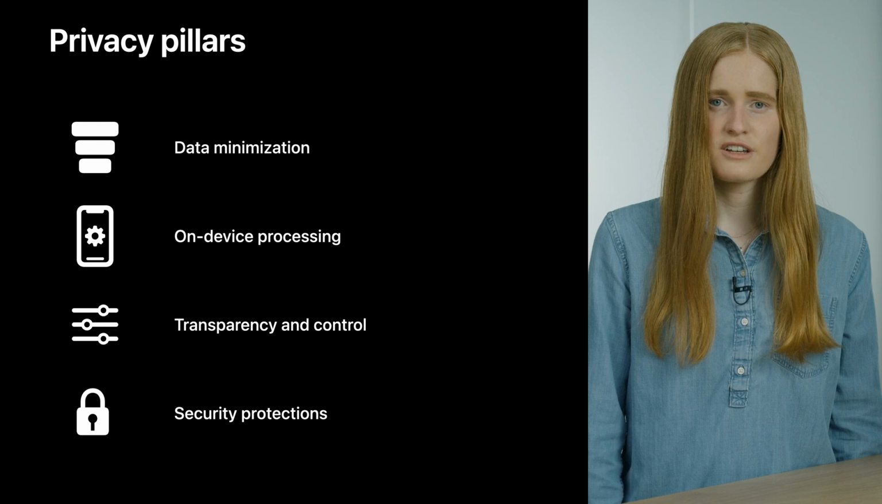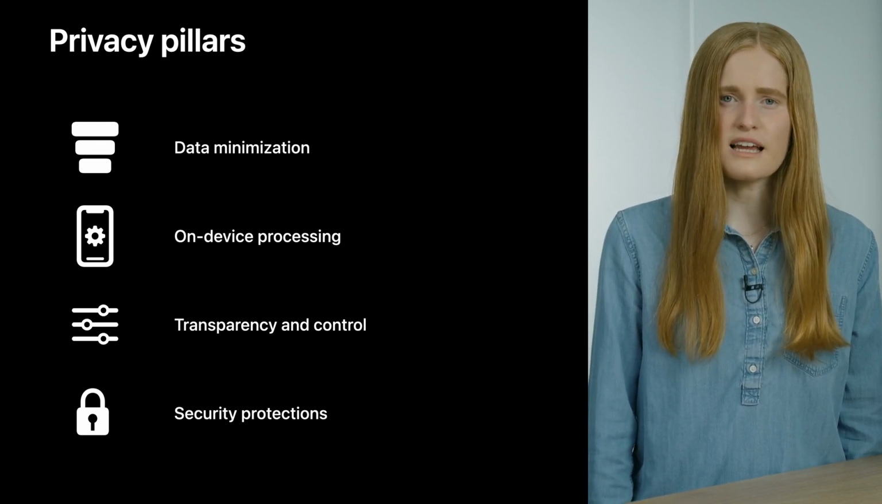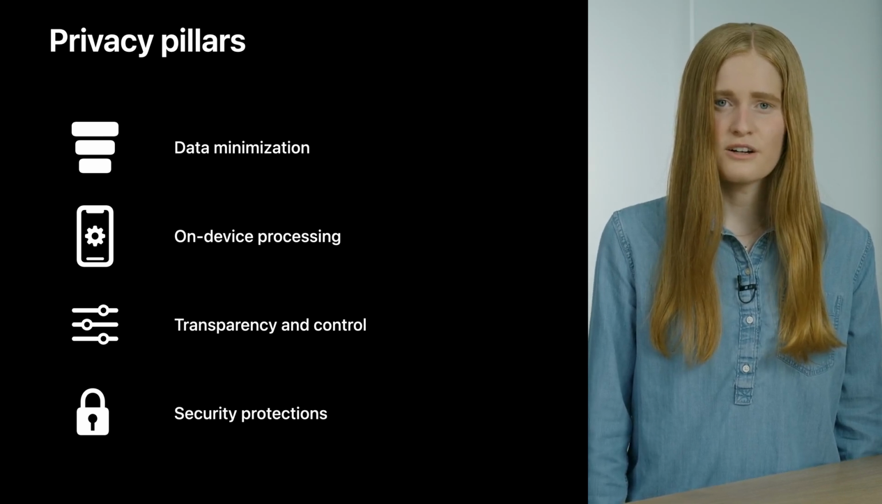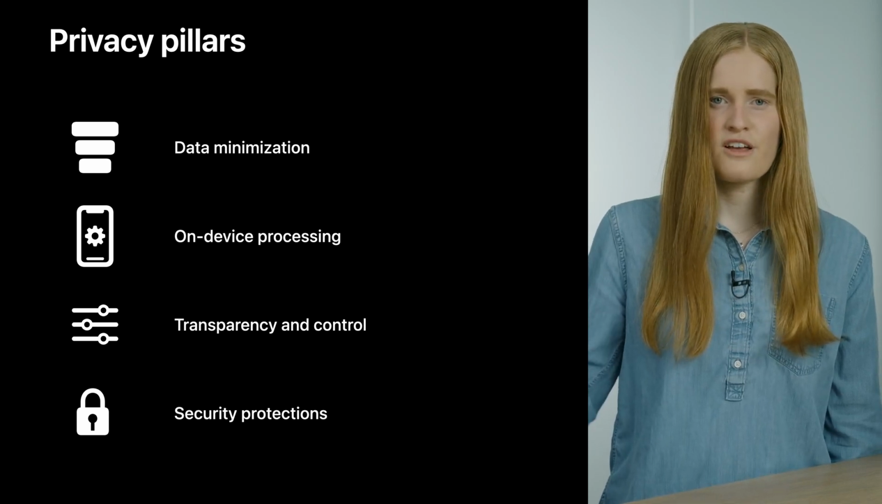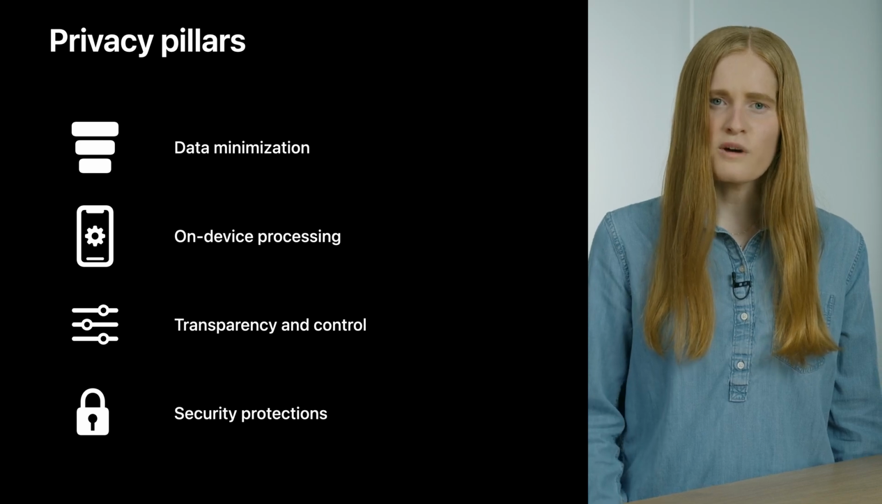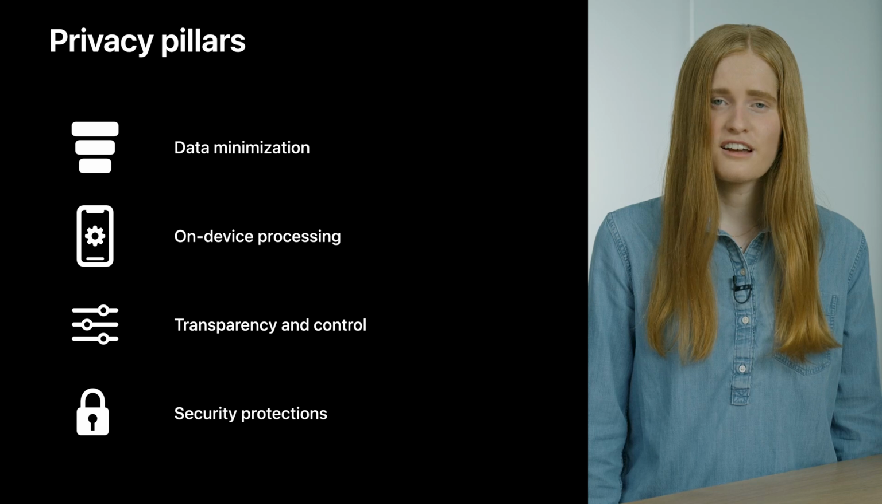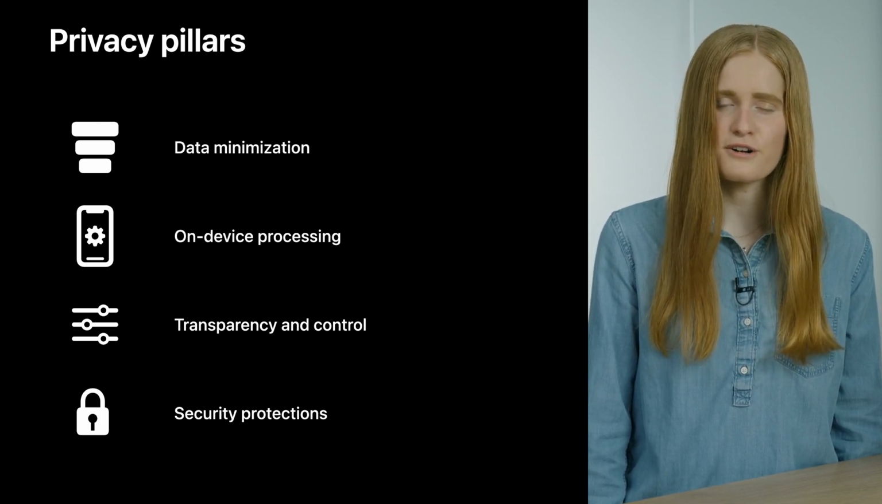So what's our approach to privacy? At Apple, we have 4 fundamental privacy pillars. The first is data minimization, which is requesting and only using the data that you actually need. The second is on-device processing, which is processing data locally without sending it to a server. The third is transparency and control, which is providing people with a clear understanding and control over how their data is used. And finally, security protections help enforce the privacy protections on our platform.